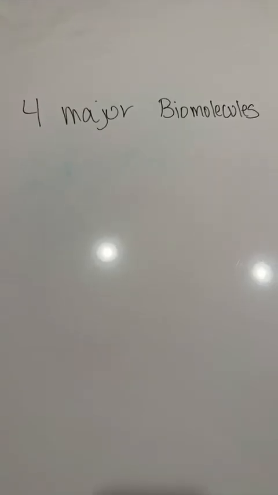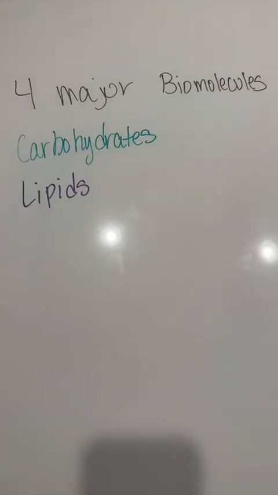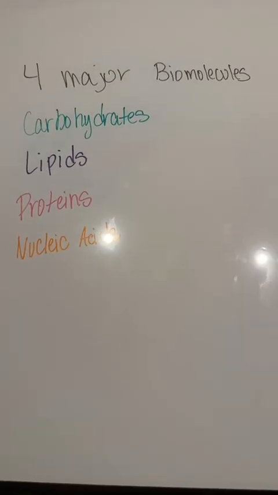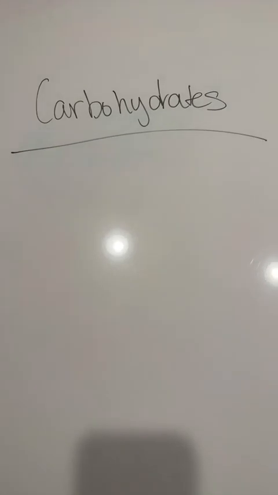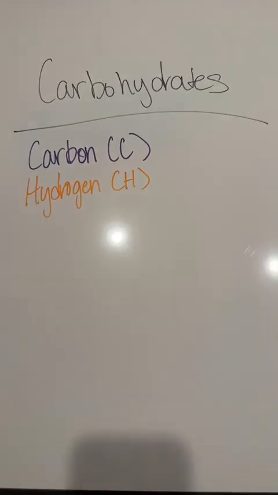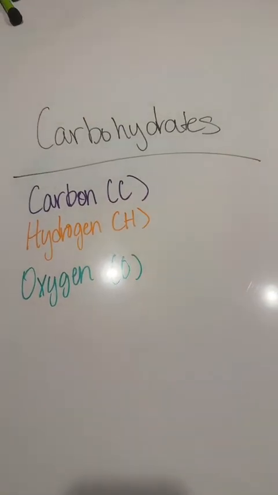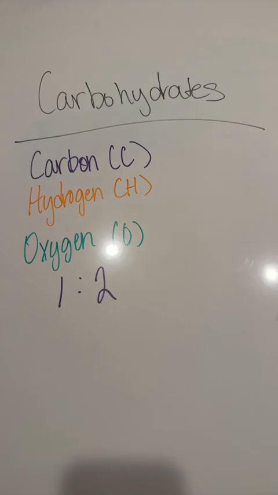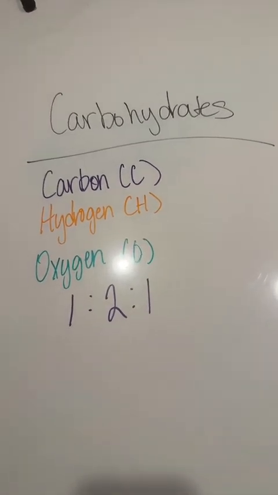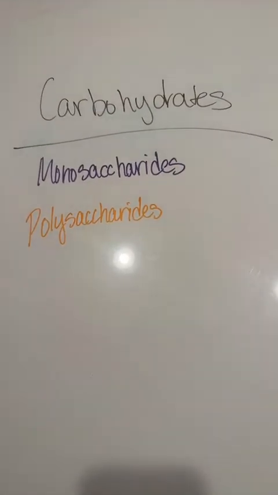In life, there are four major biomolecules: carbohydrates, lipids, proteins, and nucleic acids. Carbohydrates are one of the most commonly known biomolecules. This structure is made out of carbon, hydrogen, and oxygen in a 1:1 ratio. As stated by Medline Plus, carbohydrates can come in two other forms: monosaccharides and polysaccharides.